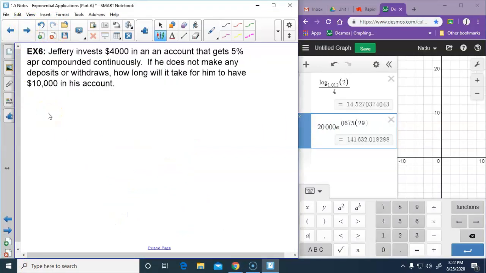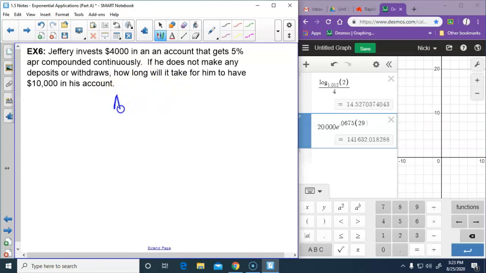Okay, here's our next problem. Jeffrey invests $4,000 in an account that gets 5% annual percentage rate compounded continuously. If he does not make any deposits or withdrawals, how long will it take for him to have $10,000 in his account? So we're going to set up our equation using that same formula.